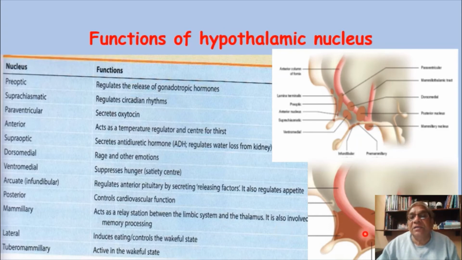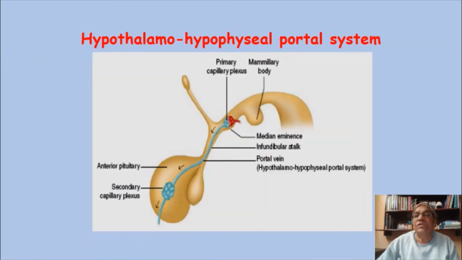Okay, the lateral nucleus, this large nucleus in the lateral zone, lower diagram, induces eating. That means you feel hungry because of this nucleus, and this also regulates the wakeful state, which is also regulated by the tuberomammillary nucleus. Here is the tuberomammillary nucleus in the lateral zone, and it will remain active in the wakeful state. So this was, in short, the function of each and every nucleus seen in the medial zone and that of the lateral zone.